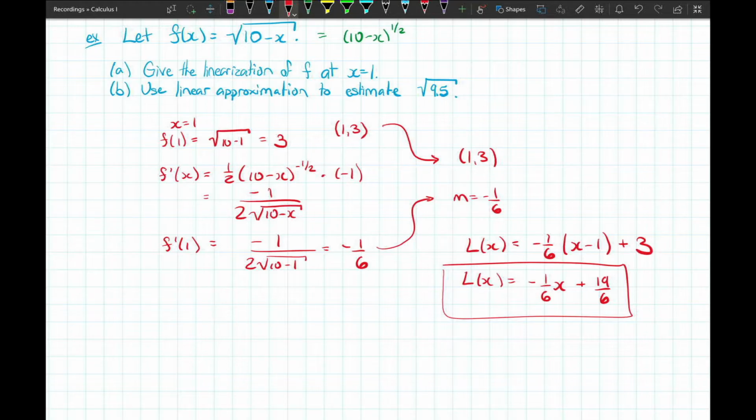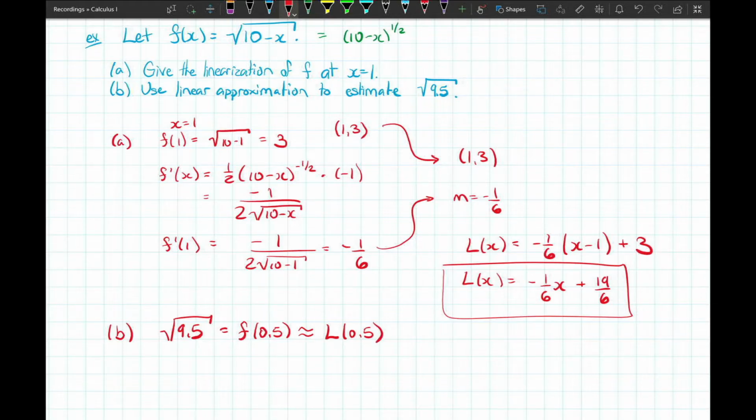When plugging in x equals 1, we get the square root of 9. If we plug in x equals 0.5, we'd end up with a square root of 9.5. But plugging in 0.5 into f is going to be very, very close to finding the value of L of x evaluated at 0.5. So for part B, we can recognize that the square root of 9.5 is precisely the value of the function f evaluated at 0.5. That is going to be very, very close. We'll use the approximation symbol, approximately equal to the linearization of f at 0.5.